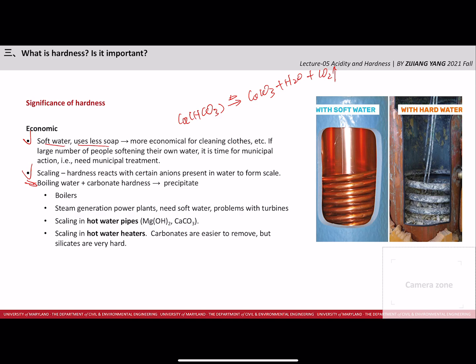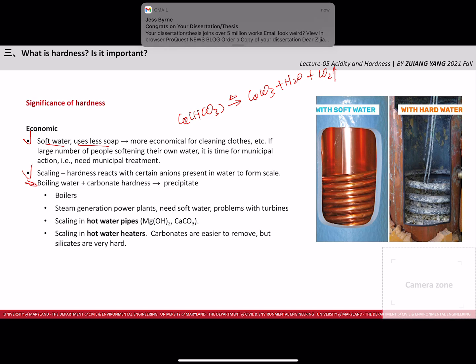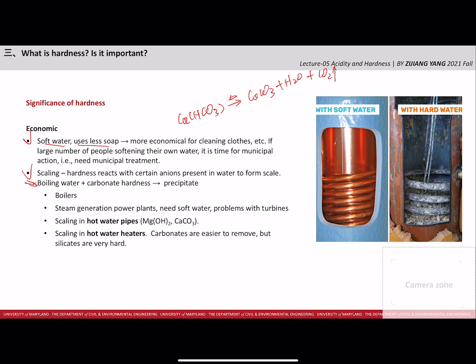So it usually happens in the boilers and steam generation power plants, and we need to soften the water. So it's better to use softened water. And we also have scaling in the hot water pipes, and the scaling is usually calcium carbonate and magnesium hydroxide. And for the scaling in hot water heaters, again, the carbonates are easier to remove. And here is an example. I think this is a water heater.